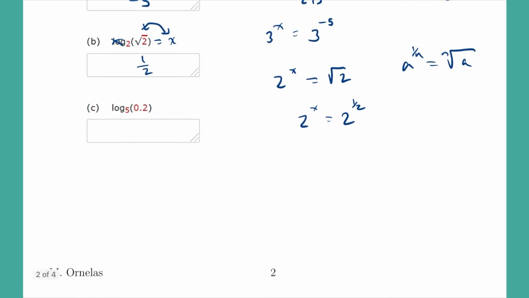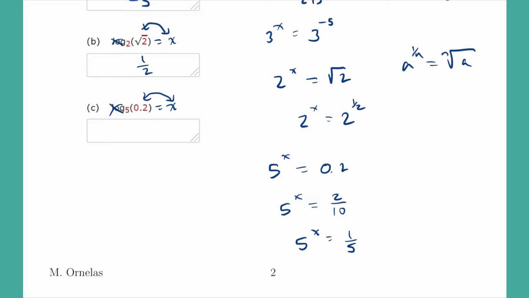And finally, the last one, same thing. Swap: base 5, exponent x equals 0.2. Well, this might be a little bit difficult to see as a decimal, but if you convert this decimal to a fraction, you'll get 2 over 10. All right, and then you simplify that fraction, that becomes 1/5.